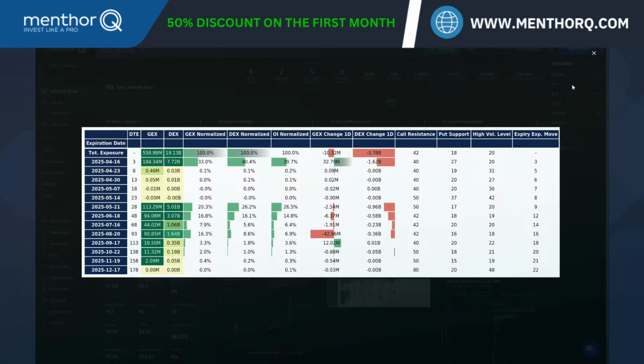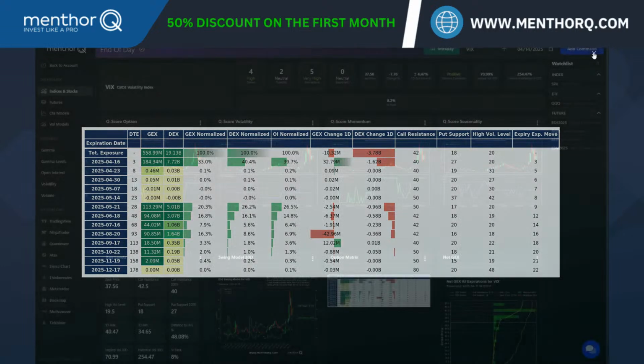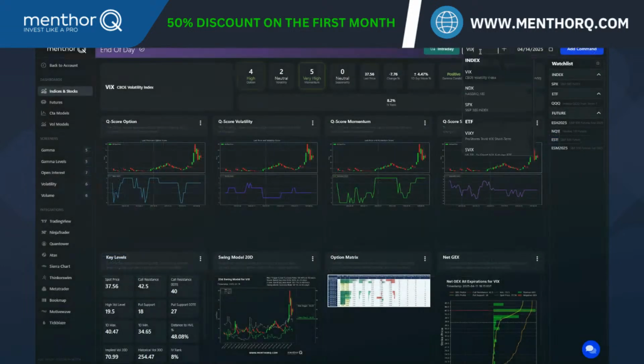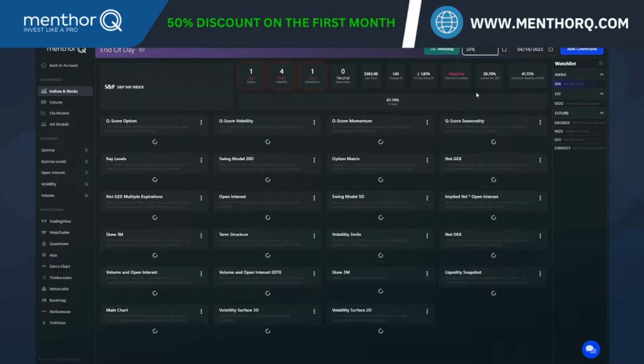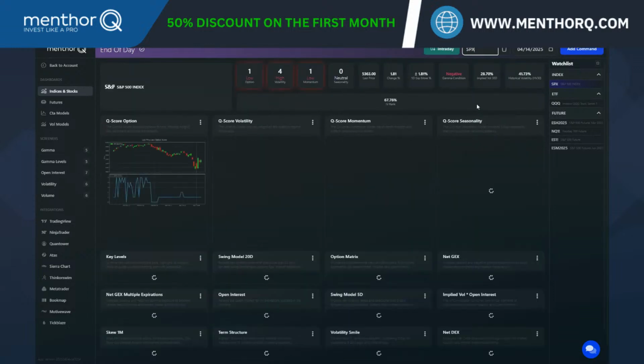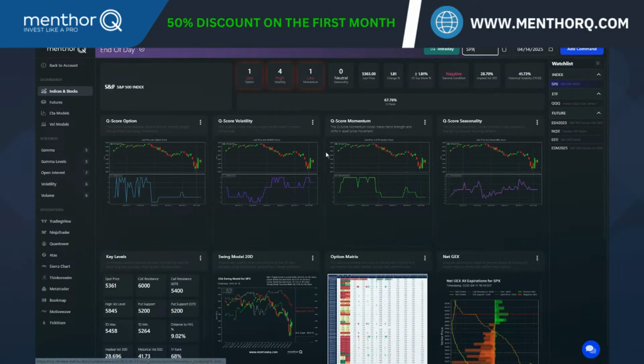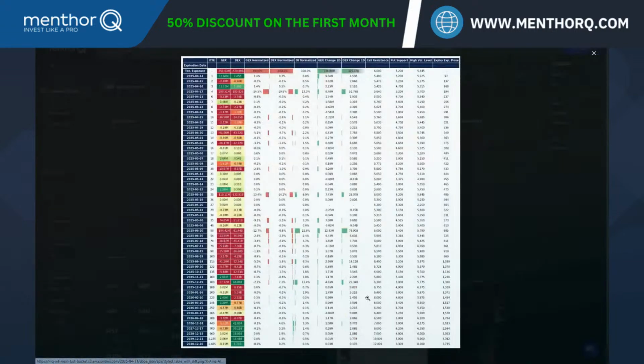Does that answer that question, or do you want to look at the SPX with the same? Okay, let's look at the SPX for the same day. Okay, so here's the SPX. As we discussed, they're generally inversely correlated.